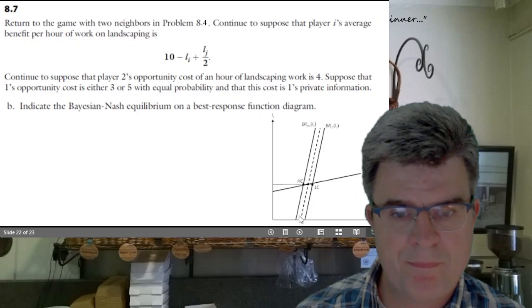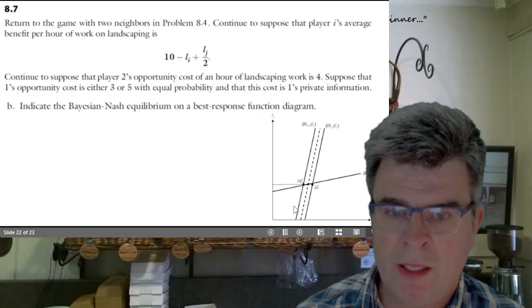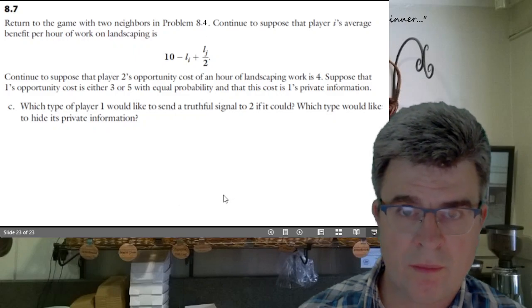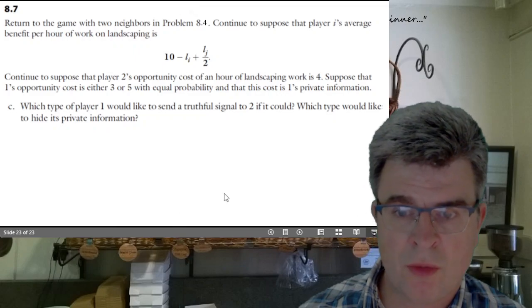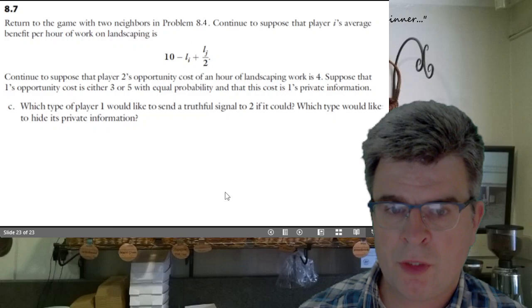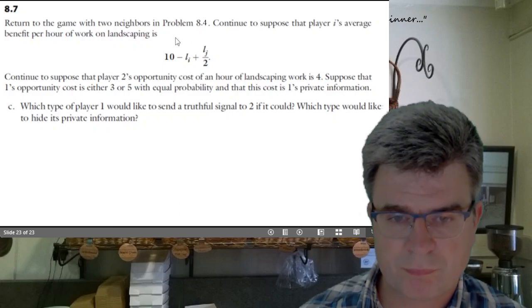So that's question A in a diagram. And then we can finally conclude with question C. Which type of player 1 would like to send a truthful signal to player 2 if it could? And which type would like to hide the private information?